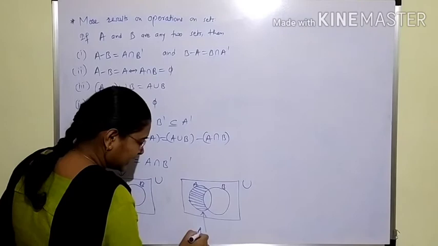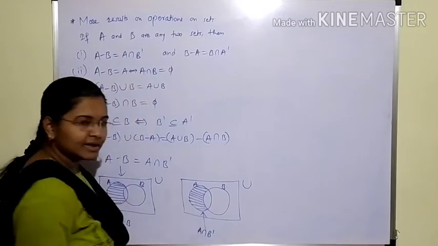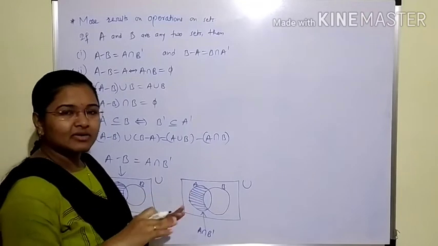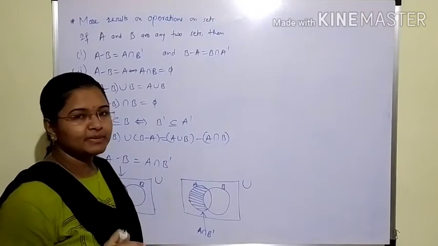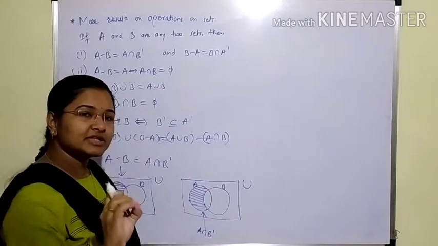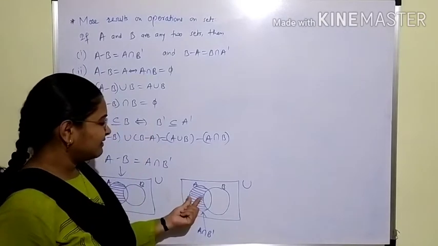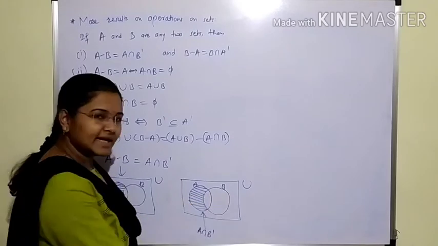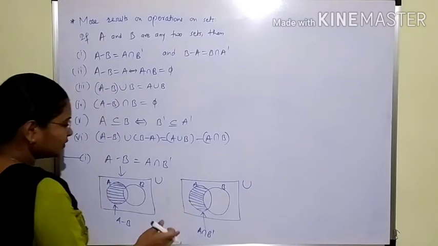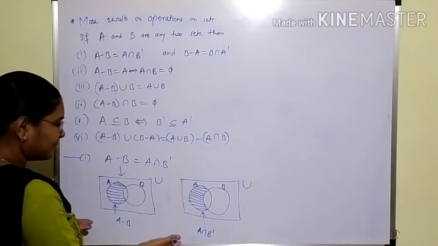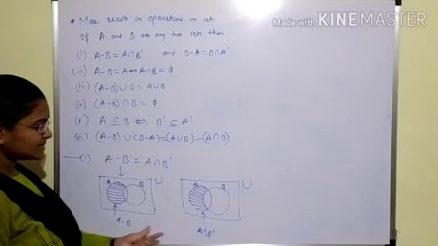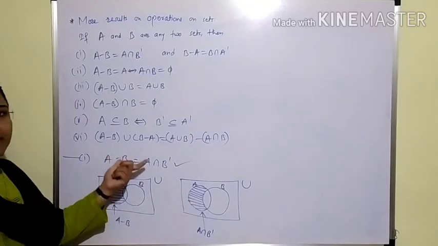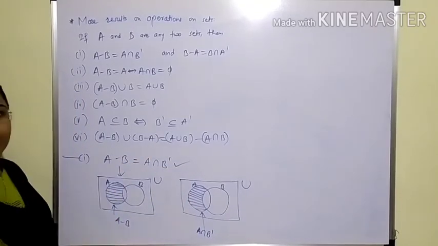This is A intersection B complement, because we know that outside the set B, all elements are from B complement, and B complement intersection with the set A gives elements of set A and not from set B. Okay, so you can compare now both the shaded parts. Clearly A minus B is equal to A intersection B complement. Now we have verified this statement, or you can say both the sets are equal.